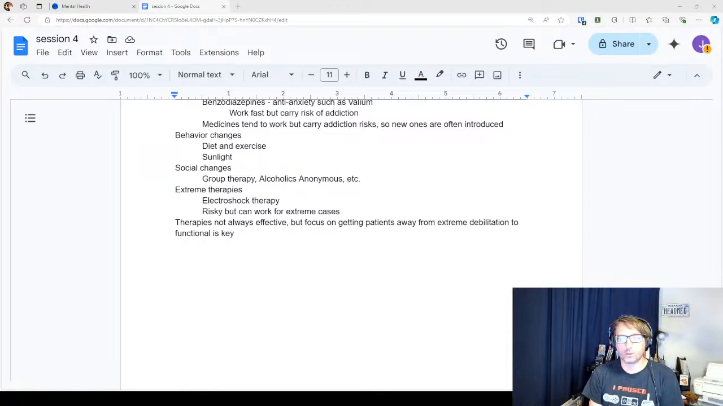And then he also mentions the extreme types of therapy like electroshock. These are not really used anymore, but they can still happen in very extreme cases, and there is some evidence that they can be effective in certain areas. I also talked a little at the end about how general therapy is not always effective. He says maybe therapy helps a third of the people, a third does nothing, a third aren't going to be helped at all. The general approach to therapy for mental health is to get patients from being extremely debilitated to being just functional.